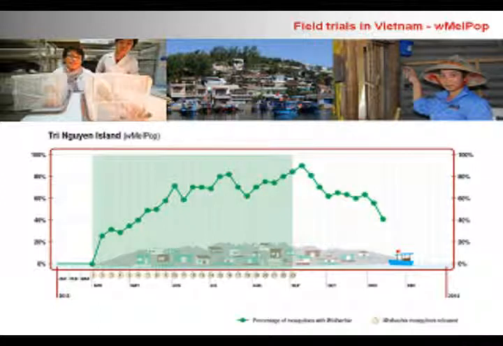So they plan on continuing to monitor the release, and then if it drops off to close to zero, they're proposing to do a second release using the WML strain, the one that was shown to be successful in Australia. Next slide.